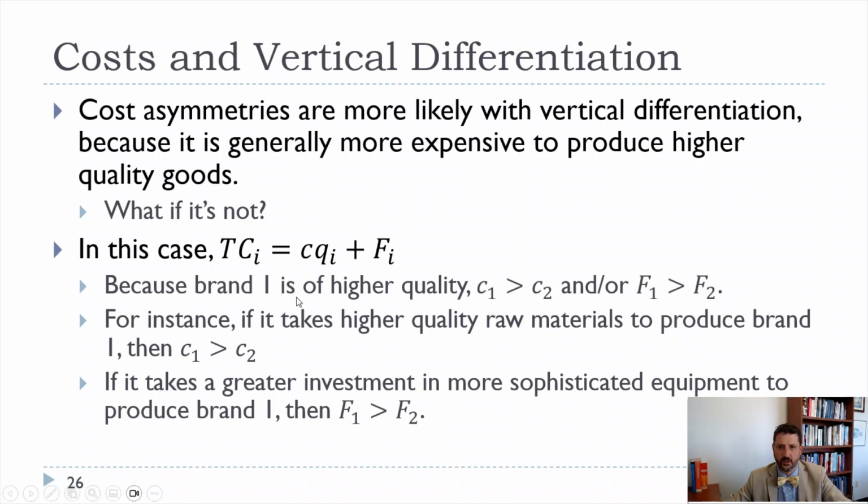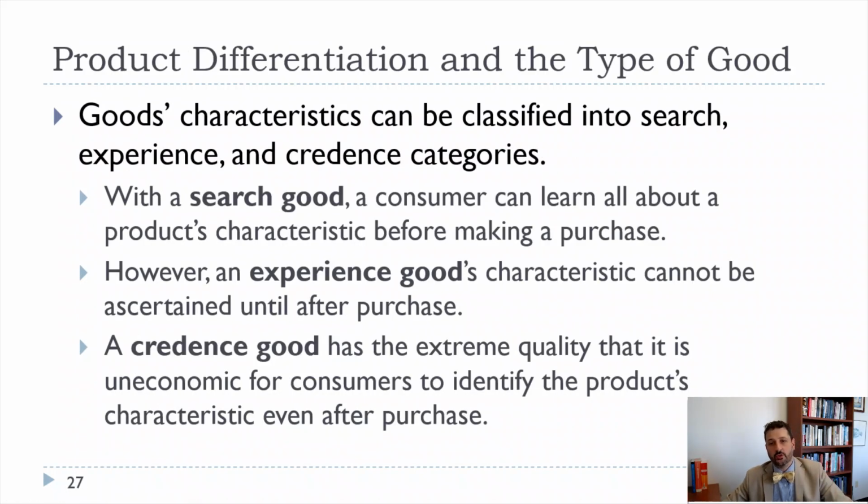So the example here is if brand 1 is of higher quality, then we'll have either marginal costs or fixed costs that are higher. And then that will mean that we have generally a higher price for the higher quality product. Now, the last thing we want to think about is that product differentiation can be a fairly complicated thing, right? So sometimes we can find out all about the characteristics and figure out the differentiation before we even make a purchase. So the internet, of course, makes this a lot easier.